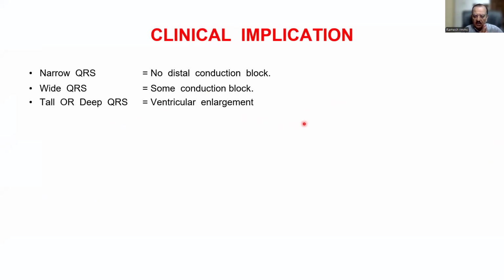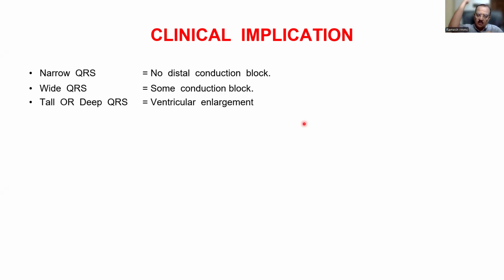Right. What is the clinical implication? If it is a narrow QRS, 100%, you can swear on anything, there is no distal conduction block. No problem. If it is a wide QRS, you can again promise on everything: there is a conduction block. Definitely. Without a conduction block, the QRS cannot become wide. So that also you can show.